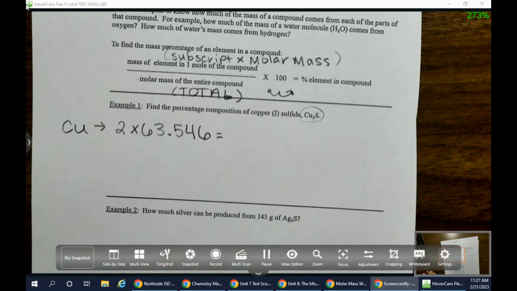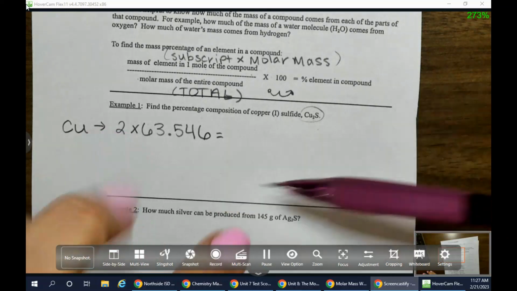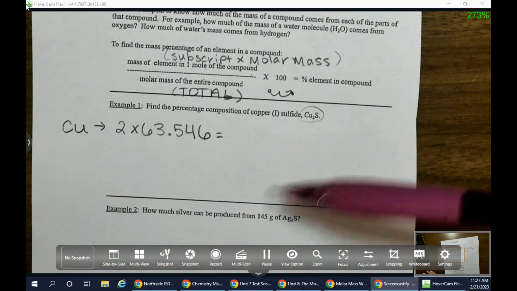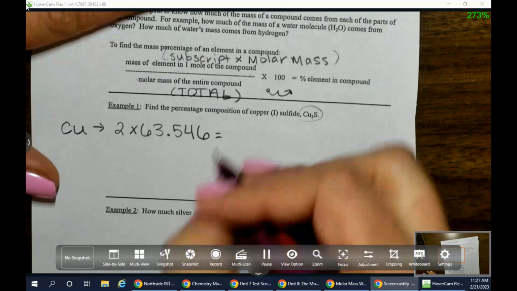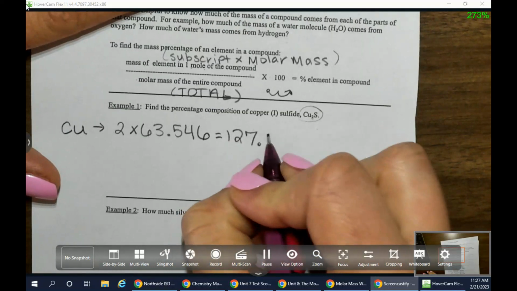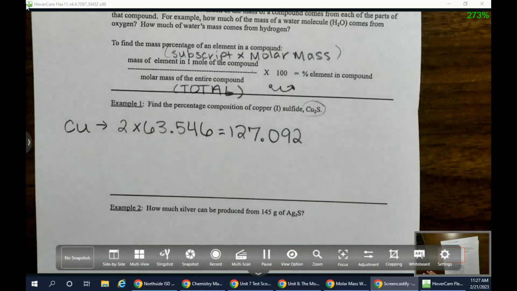So my work, I'm going to spread out. You could theoretically do exactly what we wrote up here, which is put parentheses and do that multiplication in there. But what I'm going to be doing is showing you spread out, that way you can add them up to get your total molar mass. That's the only reason I'm showing a little more work than you necessarily have to, okay? So if I do 2 times 63.546, I get 127.092. I'm going to leave that alone. I took it to 3 decimal places.